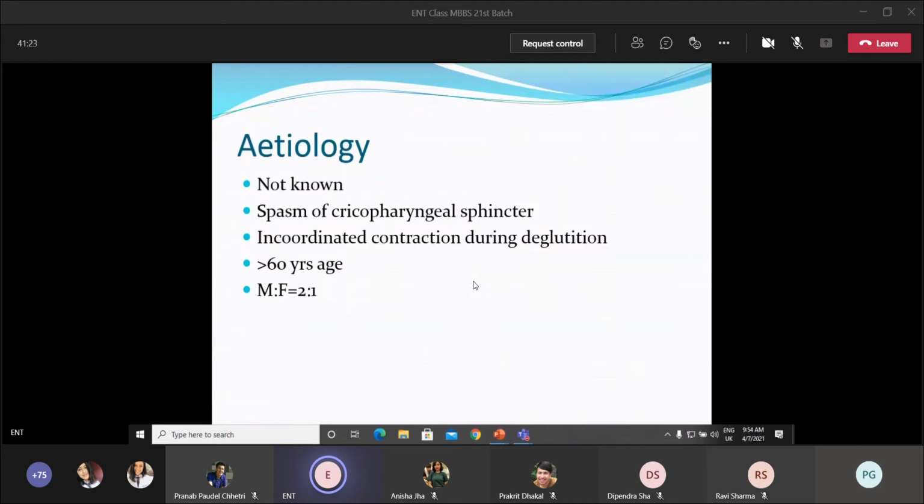Etiology is not known, but it has been postulated that the spasm of cricopharyngeal sphincter causes this pulsion diverticulum. Also, incoordinated contraction during deglutition. So when you swallow, there has to be a coordinated action of different layers of muscles. If that coordination is disrupted, then that could cause diverticulum. Usually occurs in males more than 60 years of age.